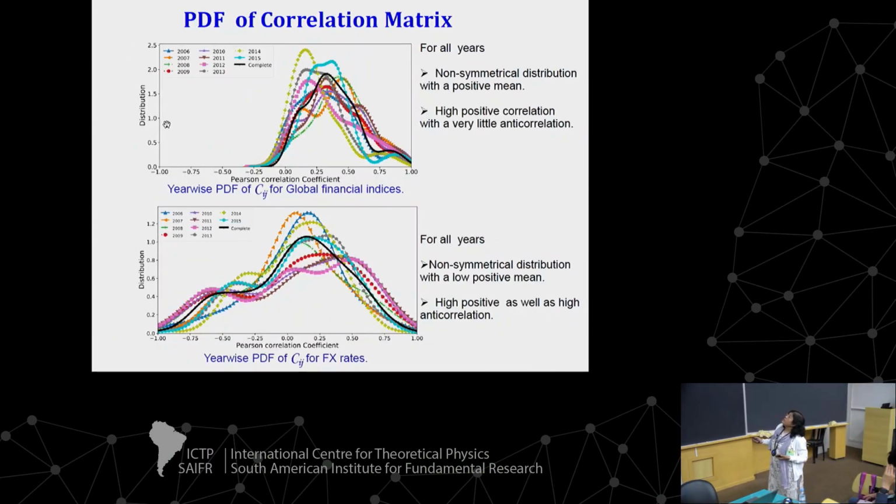And here is given the distribution of the elements for all these years. Okay? And one notices that it's non-symmetrical about 0, and there are high positive correlations and a small number of negative correlations. Whereas in the FX rates, it's more symmetrical. Okay? The mean is, of course, a little bit lower than the previous one.